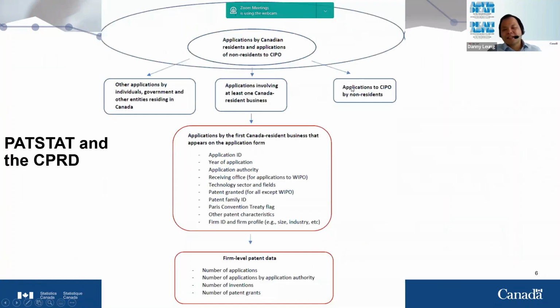And so here's a schematic of what I'm talking about. That PatStat universe is huge. And from that, we're extracting only those applications that are related to Canada in some way. The first 2 boxes are applications made by residents of Canada. We split it into 2 groups, individual governments and other entities, which we'll deal with later. And then applications involving at least 1 Canadian resident business, which is the information we're using now.